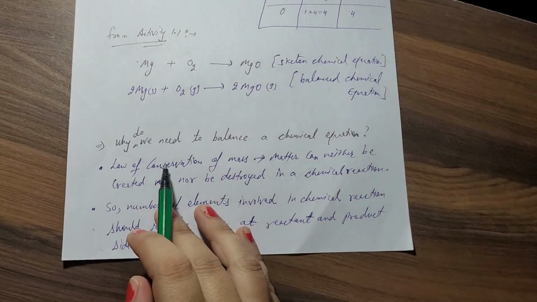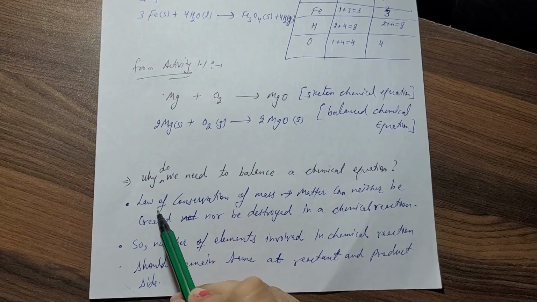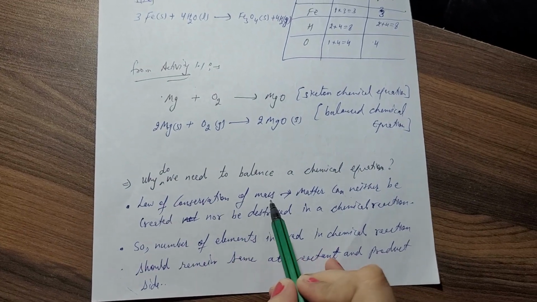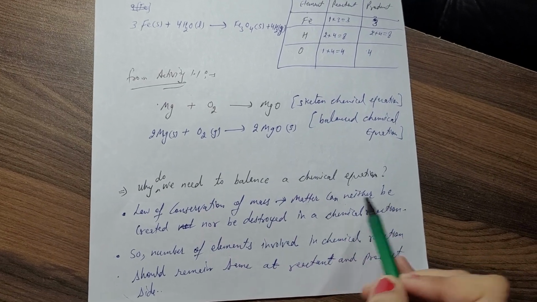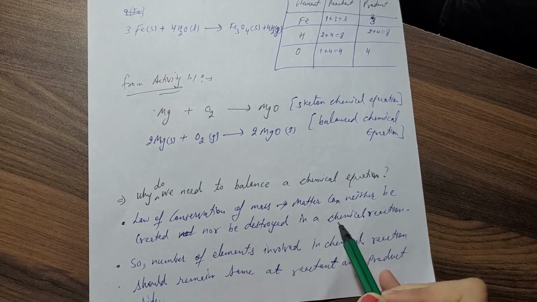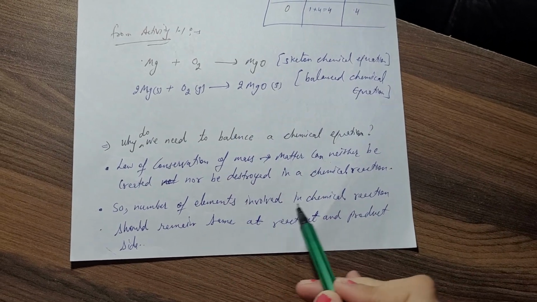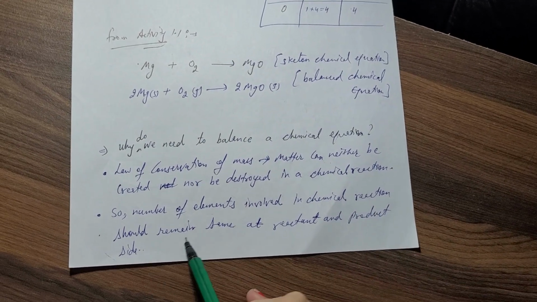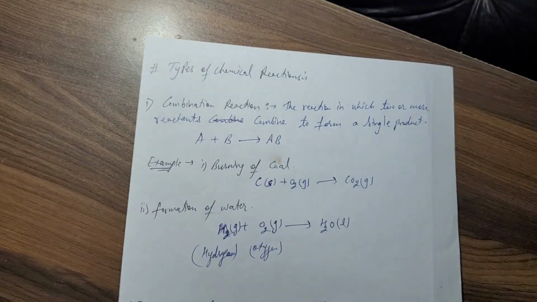Next is, why do we need to balance a chemical equation? Number 1, the law of conservation of mass. What is the law of conservation of mass? Matter can neither be created nor be destroyed in a chemical reaction. So, the number of atoms of elements involved in a chemical reaction should remain the same at the reactant and product sides.